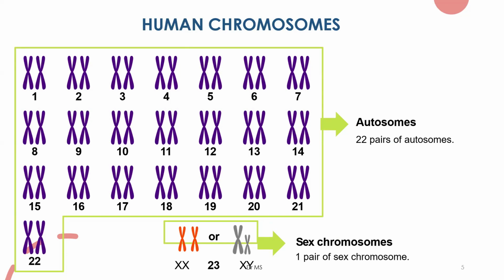Human cell? 23, sir. 23. You can see here 22 chromosomes are similar. They are identical to each other. So we call them autosomes.